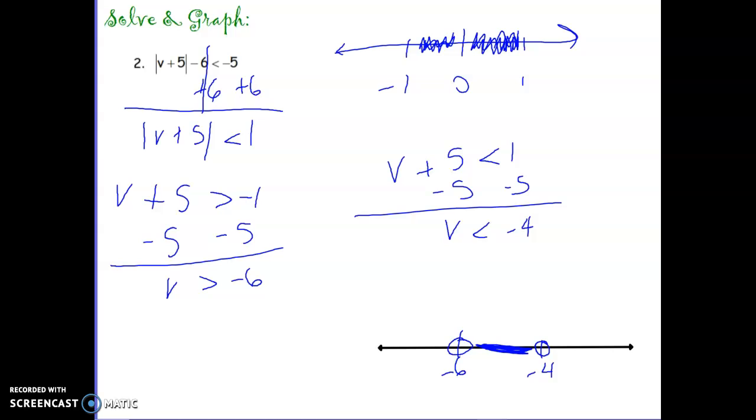And then you remember when we write an and answer, we write it as one inequality. That v is in between -6 and -4, just like I have here. It is less than -4, and if you look at this one backwards, v is greater than -6. If -6 is less than v, v must be greater than -6.